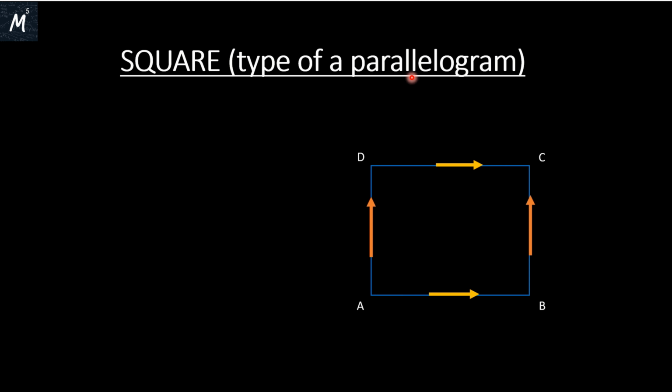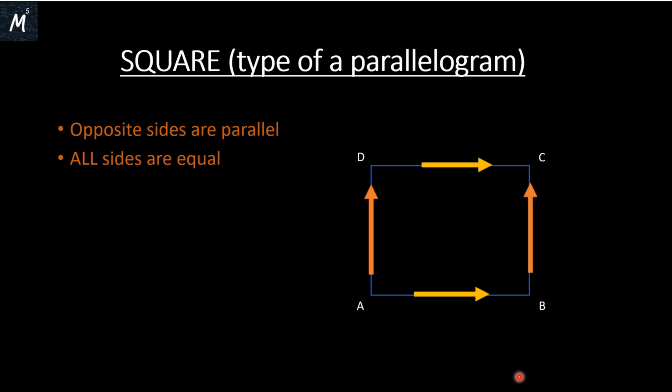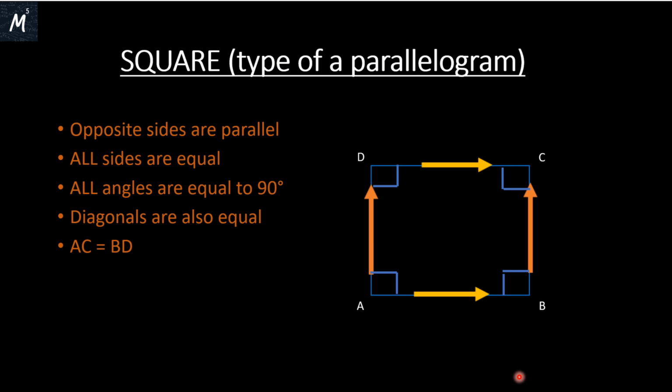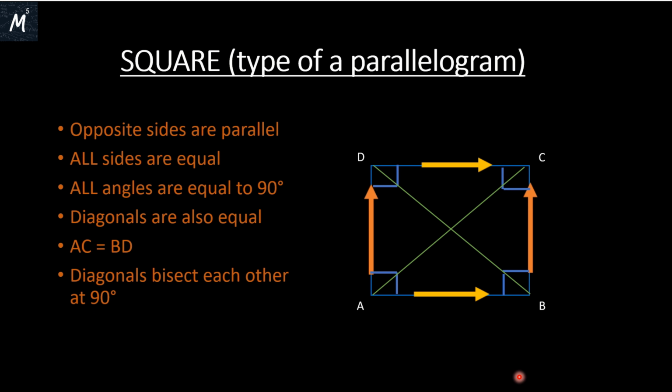First thing, it is a type of parallelogram, because we got a square from a rectangle and a rectangle from a parallelogram. So that is why it is a type of parallelogram. Opposite sides are parallel. AB is parallel to DC, AD is parallel to BC. All sides are equal. Very simple. All angles are equal to 90 degrees in a square. Diagonals of a square are also equal, same as a rectangle. AC is equal to BD.